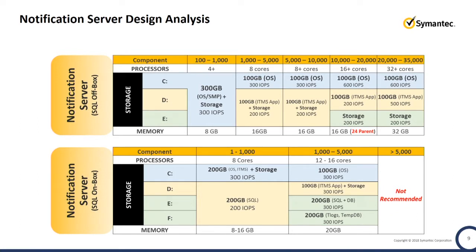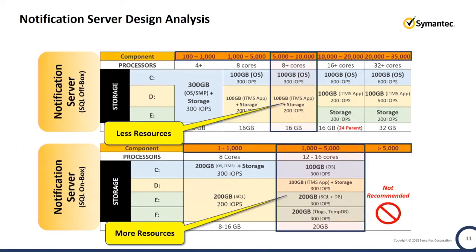So what I want to get across here is the difference between on-box and off-box. And if you look at the different levels going from 100 all the way up to 35,000, you'll obviously see that the resource requirements increase. That's pretty obvious. But there are also other things that need to be taken into consideration. First of all, is it going to be off or on box? Well, we know the rule, 5,000 or greater off box. So you'll see that we need fewer resources for the off box versus the SQL on box.